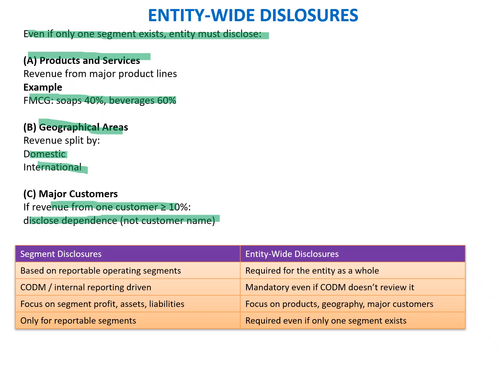So, even though there is a single reportable segment, the entity still has to disclose the geography-wise breakup if they are operating in multiple geographies, products and services if they have multiple products and services, and also the major customer.